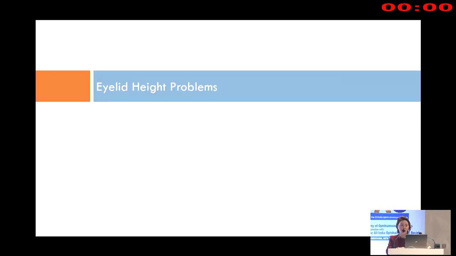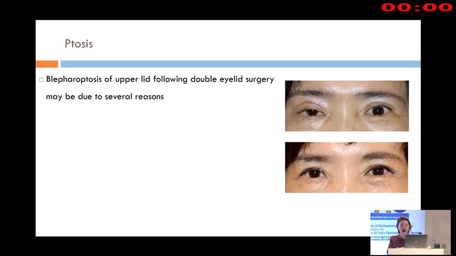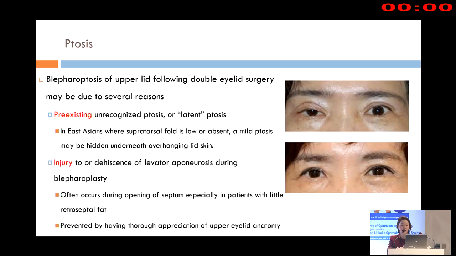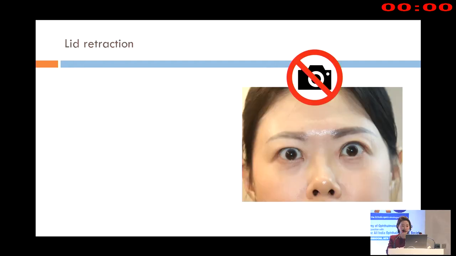So now the rest of the lectures are actually just a summary of what we have been discussing. Eyelid height problems, if it's ptosis, may be due to several reasons. There could be pre-existing or latent ptosis. In East Asians, if the supratarsal fold is low or absent, mild ptosis may be hidden among the overhang skin, or it could really be iatrogenic from the blepharoplasty, where usually it occurs when you're opening the septum, especially in patients with very little retroseptal fat, and it can be prevented by having thorough appreciation of upper eyelid anatomy.